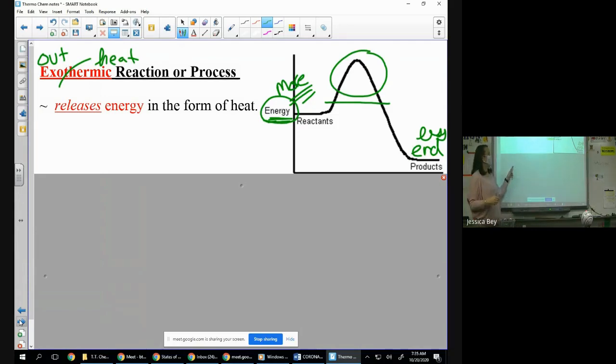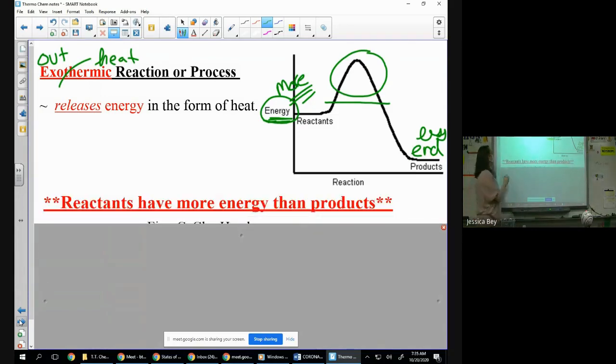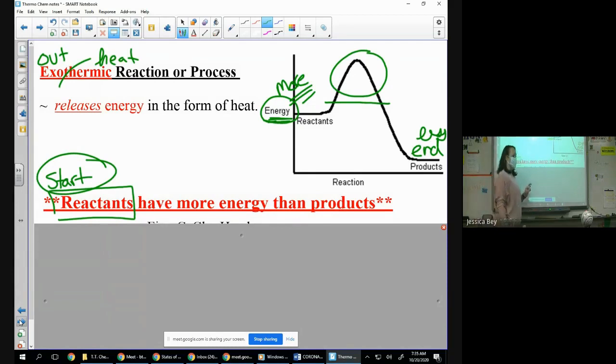So another way, if you would like to write that down in words, the reactants, remember these are the starting materials, have more energy than the products. And as the process or the reaction happens, it releases all of that energy.